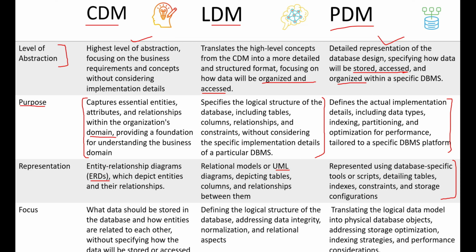The focus when you talk about CDM is what data should be stored in the database and how entities are related to each other, without specifying how data will be stored or accessed. In LDM, the focus is defining the logical structure of the database, addressing data integrity, normalization, and relational aspects. And when you talk about the physical data model, the focus is more on translating the LDM into physical database objects, right? And addressing storage optimization, indexing strategy, performance, etc.